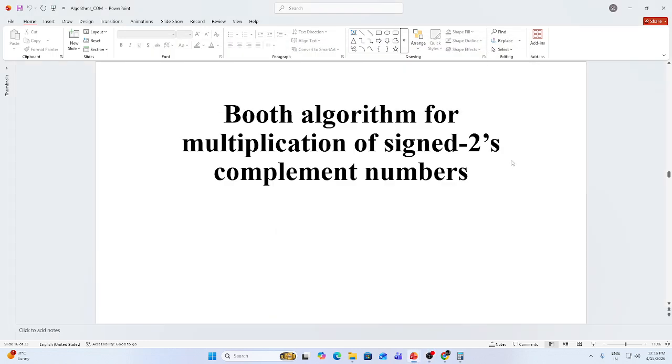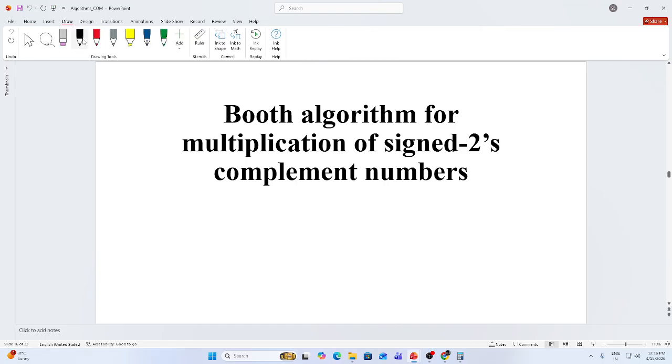Dear students, welcome back. As we have seen the multiplication algorithm in the last class for data represented in sign magnitude form, we will continue with the multiplication algorithm. There is another important algorithm, very important from the exam point of view, so please pay attention. This algorithm is called the Booth algorithm, the Booth multiplier.